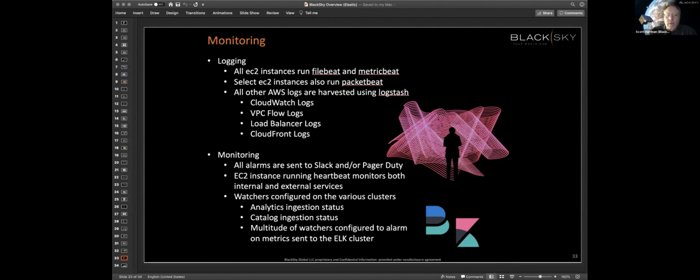We're running with utilities like FileBeat, MetricBeat, PacketBeat, a lot of Logstash, and we're also doing quite a bit of monitoring, including being wired directly into not only our DevOps processes, but our development team itself through things like Slack and PagerDuty. A lot of pulse monitoring or heartbeat monitoring going on as well.